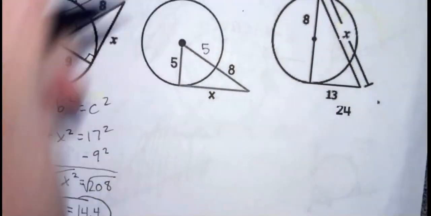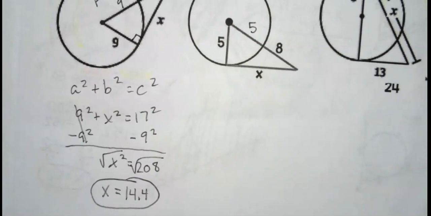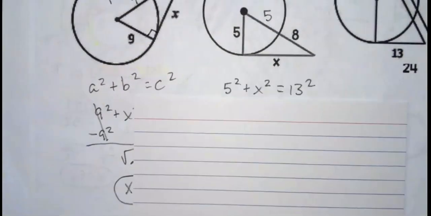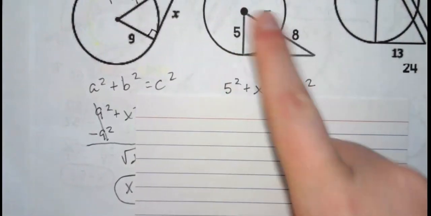This is 5. All right, I'm going to pause for a second because I want you guys to set this up and solve essentially the same as the one before. So we have a squared, b squared, c squared.